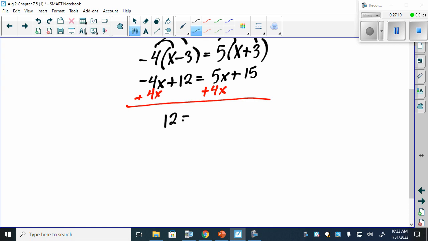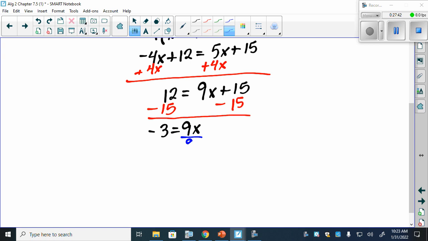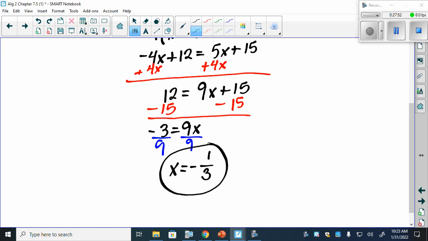Why do I feel like I typed the wrong thing in? 9x plus 15. No, we're good. Then we would subtract 15 from both sides, which would tell us that negative 3 is equal to 9x. And last but not least, we would divide by 9. And 9x divided by 9 would give us x is equal to negative 1. And that there would be our solution.